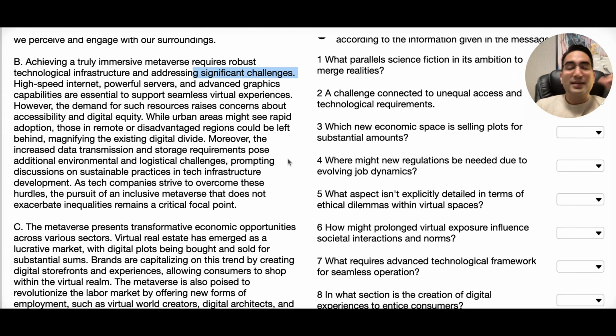Significant challenges. Now my mind stops, right? And I read this in detail. And if you want to read it, you can. You can pause the video, see if this was actually the answer for number 2. And let me tell you, if you want the answer, it was the answer for number 2.